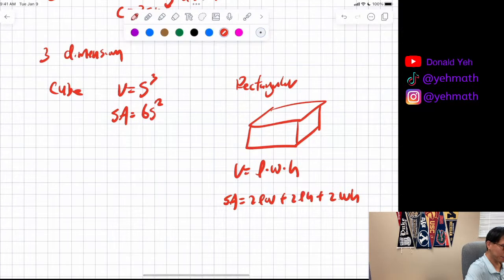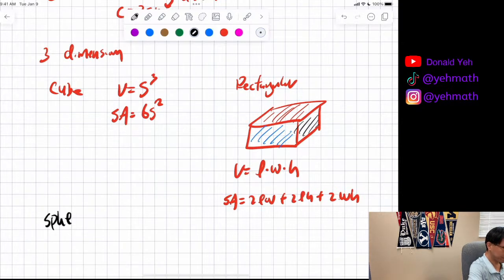They are this side, and there are 2 of them, and they are this side, there are 2 of them, and they are this side, there are 2 of them. So it's two sides of each same thing. So you have to know this.